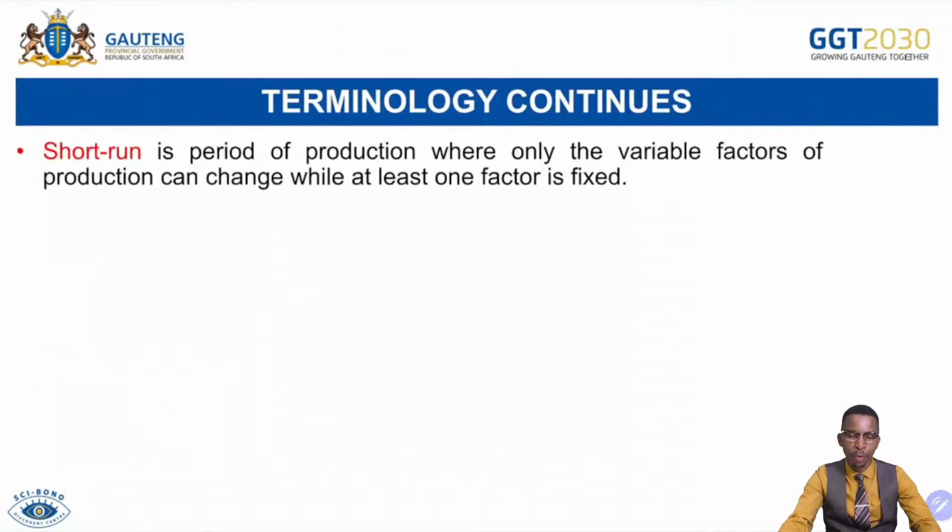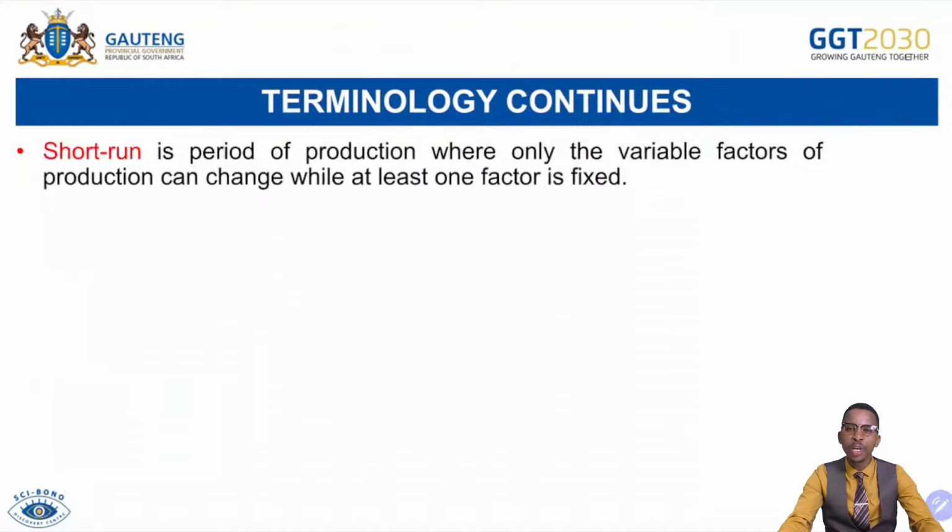We continue with the terminology short run. So this is a period of production where only the variable factors of production can change while at least one factor is fixed. So if we talk about the short run, we refer to the period of time that is short enough for at least 1 or 2 inputs to be fixed. What do we mean by saying they are fixed? Remember, in the short run, it becomes difficult for the firm to have enough capital to further its production objectives. It has to plan to get enough capital. So capital tends to be fixed in the short run.